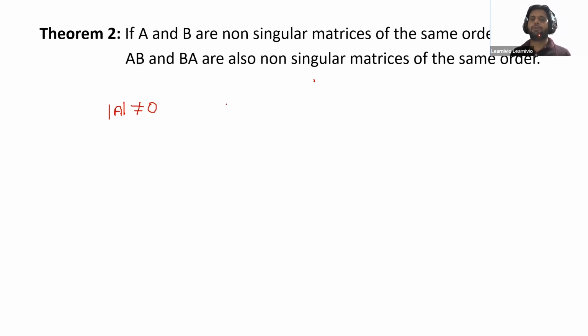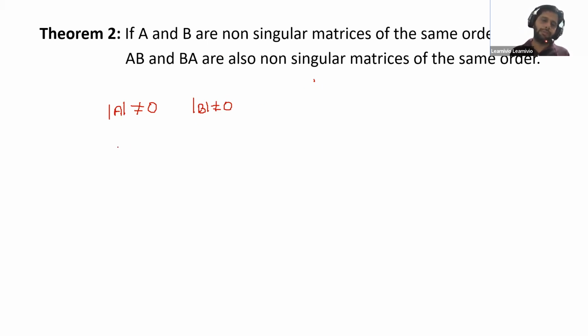Non-singular matrices are those of which the determinant is not equal to 0. What is a singular matrix? One whose determinant is equal to 0. So in this one, it is given A and B are non-singular matrices. So that means determinant of A is not equal to 0, and determinant of B is not equal to 0. This is given. Now they are saying that AB and BA are also non-singular matrices of the same order.